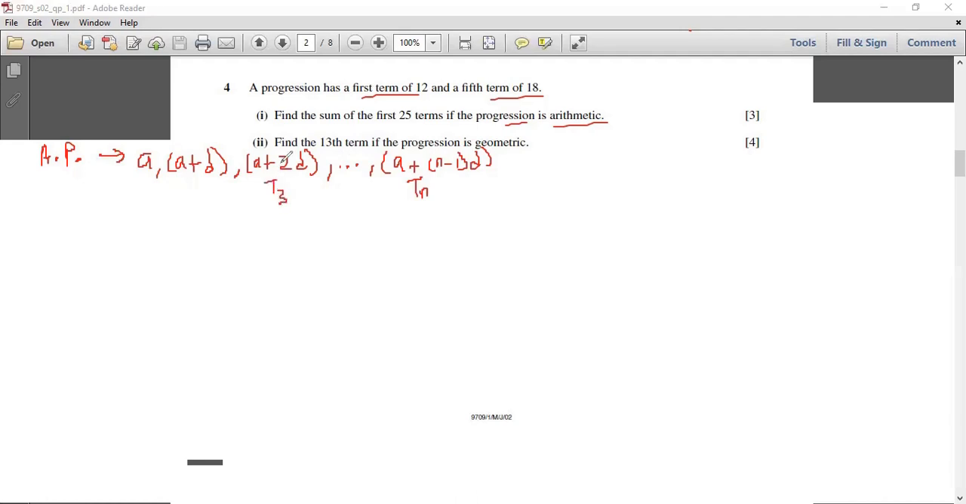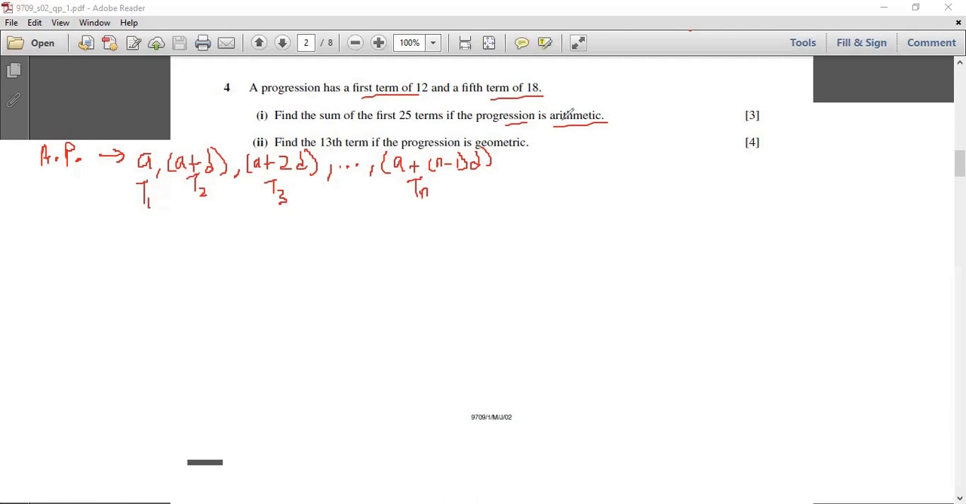For T3, that means A plus 2D. Can you see the pattern? The coefficient of D just decreases by one, and every single term has that A there. So that is how we see the arithmetic progression in this case. Now let's have a look.